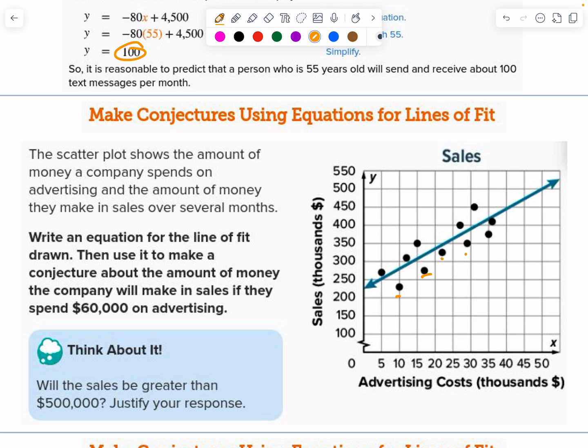I'm going to give you a little hint here. Here's a pretty good clean intersection right there, which would be at 50 and 500. Actually a pretty good one right here at 5 and 250. Try those 2 points. Notice those are not data points. Those are points on the line itself. Go ahead, pause the video, write your equation, and then try to figure out what it would be for 60,000. And remember, these are down here in thousands. Pause the video, take your time, and go.